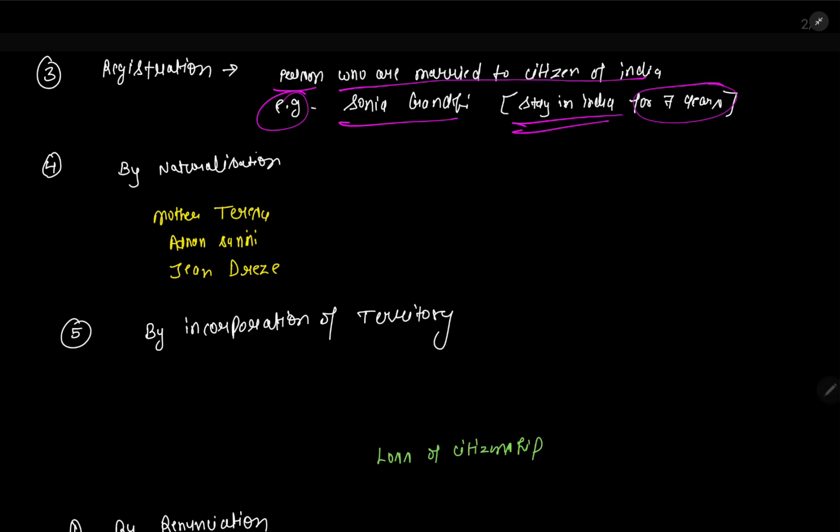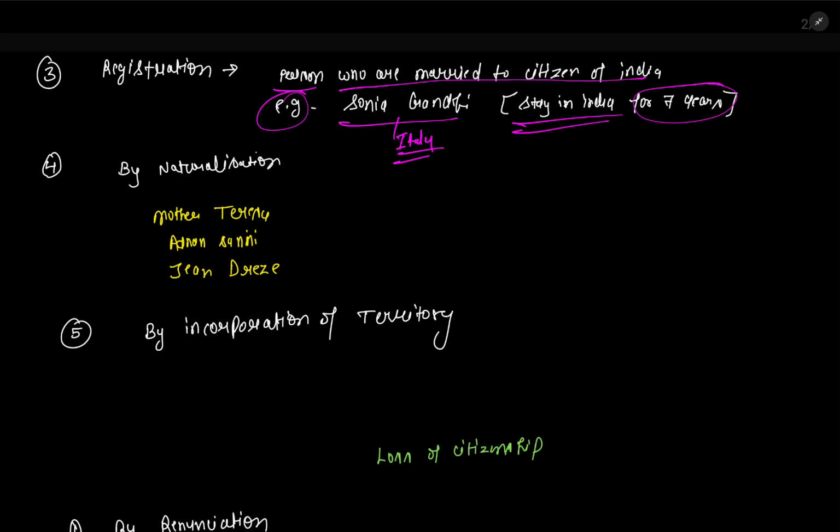They will have to stay 7 years. And at that time they have to relinquish their citizenship. For example, Sonia Gandhi was from Italy, so she had to relinquish the Italian citizenship, and after that she has to stay here for 7 years, and after that she could apply for the citizenship of India via registration. So this is the third method.